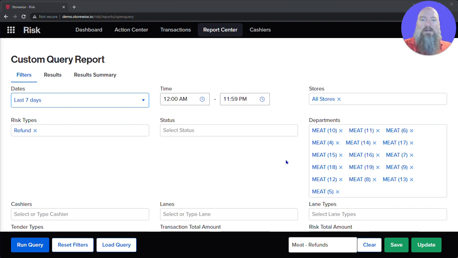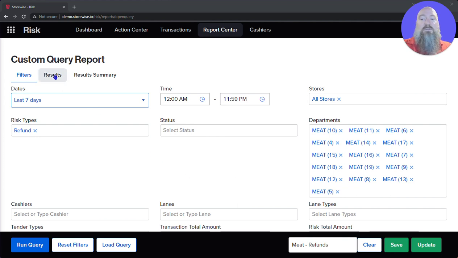And so here in this environment, you'll see that we're going to look at refunds. Refund is going to be a topic of understanding why a product is brought back and how we can go ahead and utilize that information to make better decisions within our business. So we're going to look at meat department, and I've already run this report to see what transactions are populating.